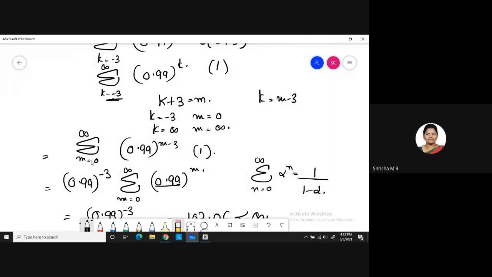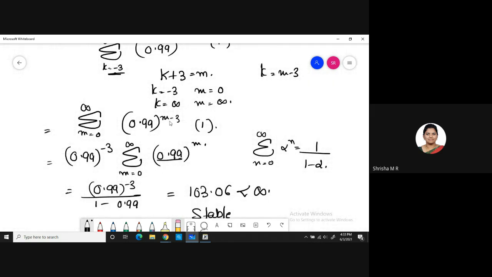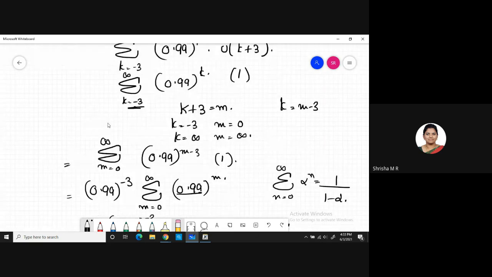So in the summation you have m equal to 0 to infinity, 0.99 to the power of k, so k is m minus 3, into 1. Split this: 0.99 to the power of minus 3, take it out. Summation m equal to 0 to infinity, 0.99 to the power of m. So this is of the form alpha to the power of n. So you have 0.99 to the power of minus 3 divided by 1 minus 0.99. So you'll get some finite value. So you can say that the system is stable.